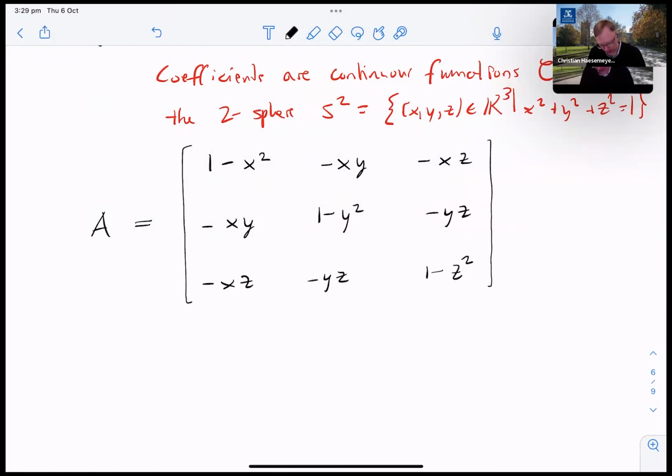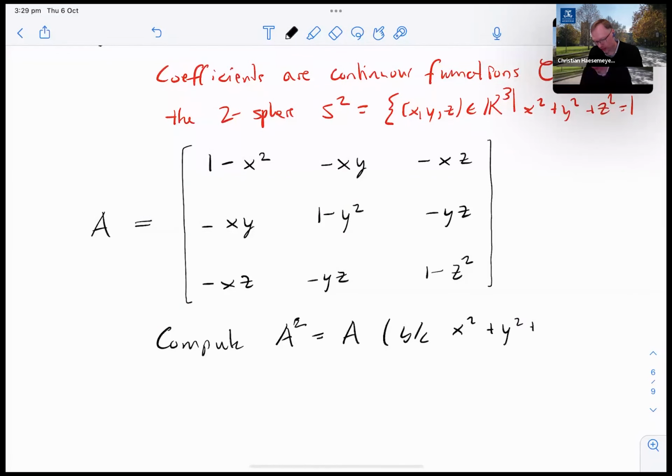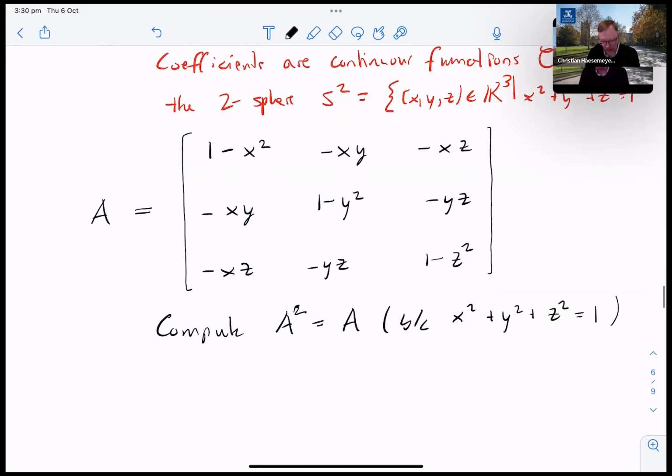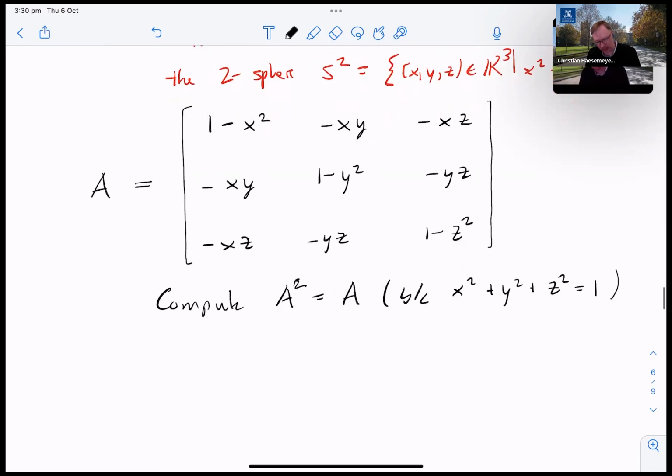And again, we compute A squared, and it is easy to see that A squared equals A. And that's because x squared plus y squared plus z squared equals 1. So you only have to compute a couple coefficients of A squared, basically by symmetry, right? There's not much going on. So A squared is in fact equal to A.